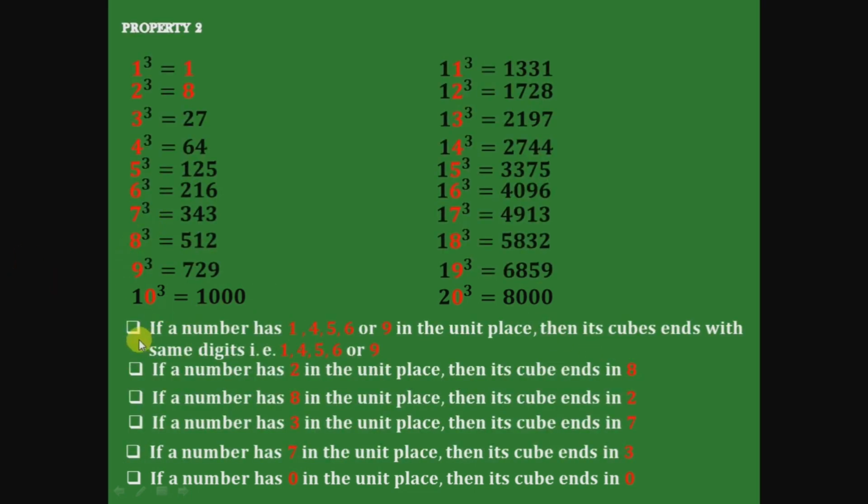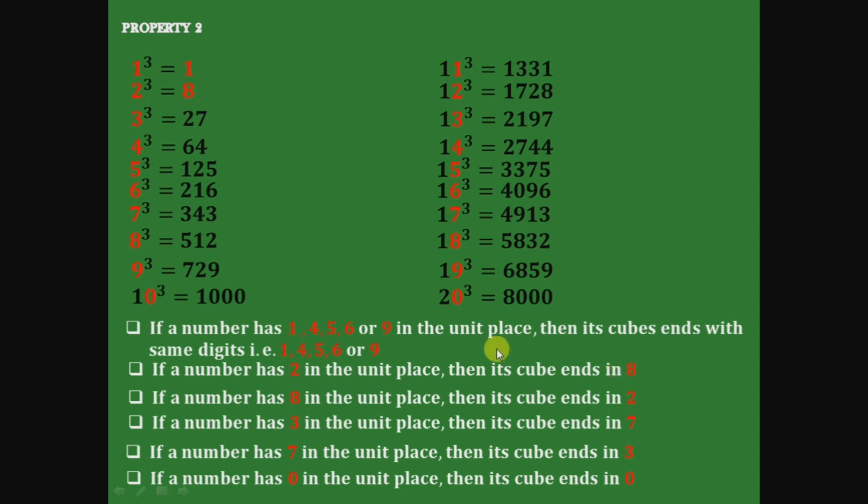So now the overall conclusion: if a number has 1, 4, 5, 6 or 9 in the unit place, then its cube ends with the same digit, that is 1, 4, 5, 6 or 9. If a number has 2 in the unit place, then its cube ends with 8. If a number has 8 in the unit place, then its cube ends with 2. If a number has 3 in the unit place, then its cube ends in 7. If a number has 7 in the unit place, then its cube ends in 3. If a number has 0 in the unit place, then its cube ends in 0.